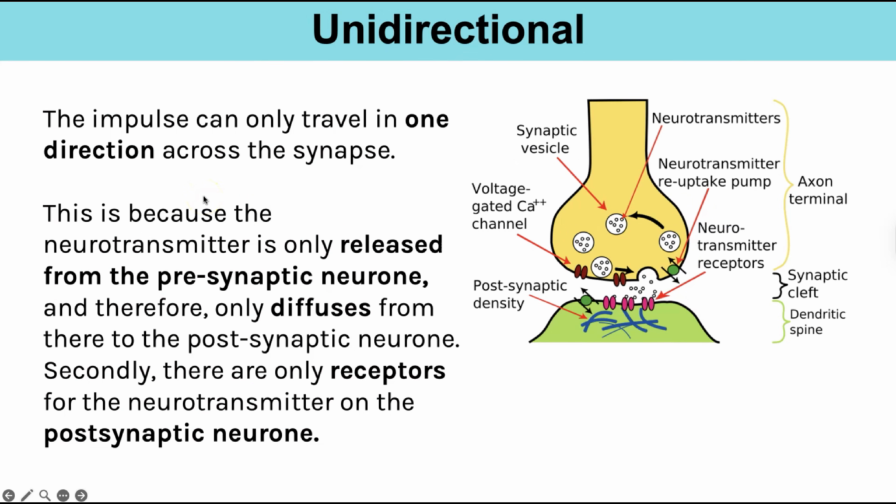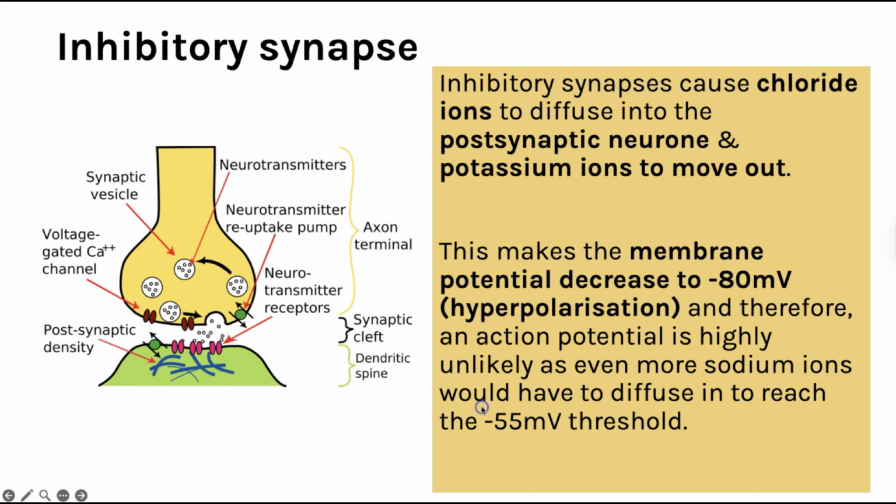Now, the movement at a synapse is unidirectional. The impulse only travels in one direction. And there are a few reasons why that's the case. Number one is the neurotransmitter is only released by the presynaptic neuron, and therefore you get this concentration gradient. So it can then only diffuse from that location to where there's a lower concentration at the postsynaptic neuron. And secondly, you only have the receptors that the neurotransmitter binds to on the postsynaptic neuron's membrane.